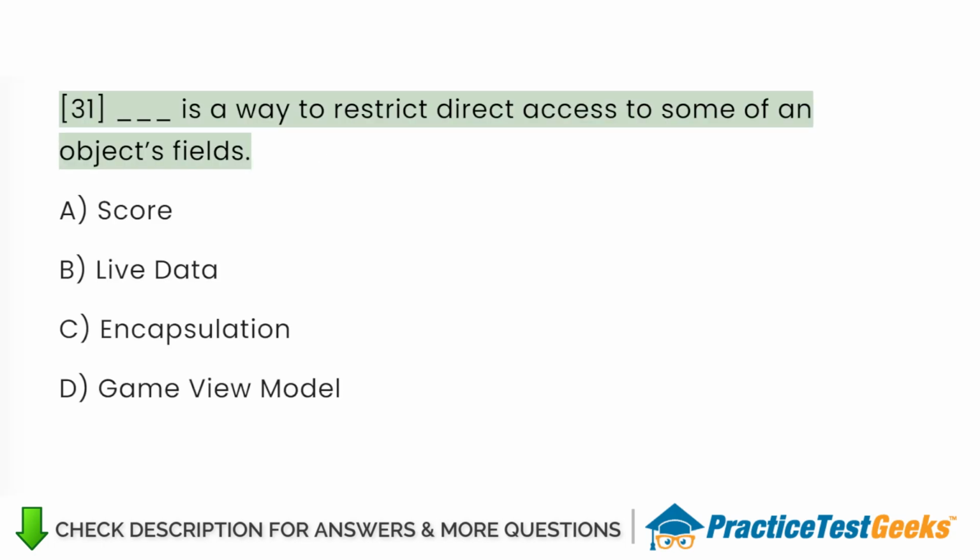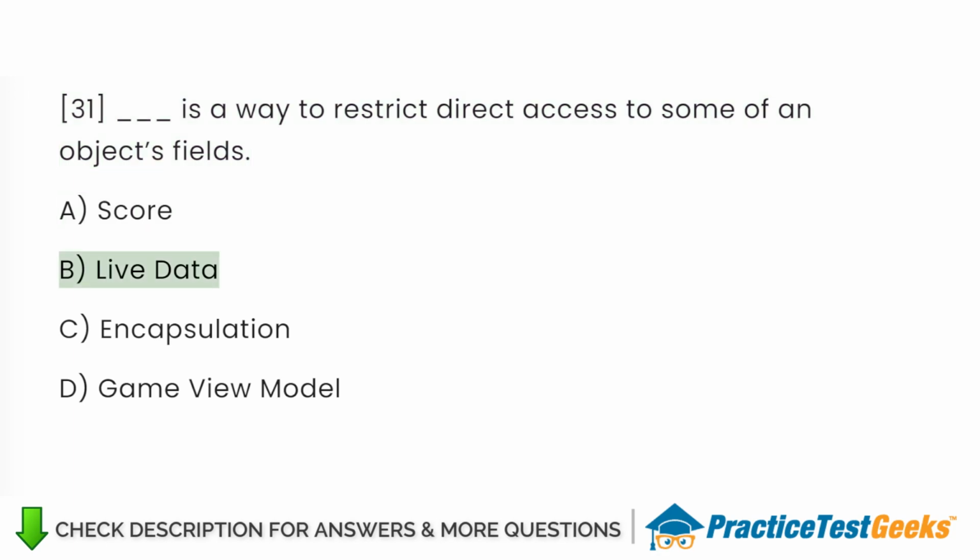Blank is a way to restrict direct access to some of an object's fields. A. Score. B. Live data. C. Encapsulation. D. Game view model.